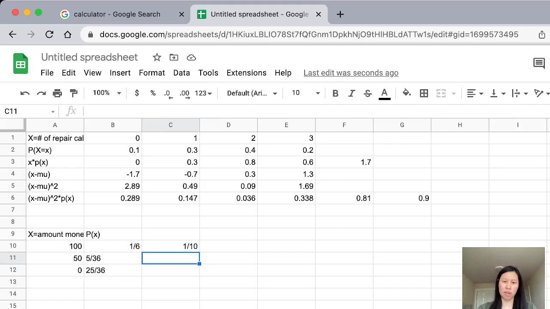Hold on, why is this equal to 1/10? That made no sense. This should be 100/6. Oh, this is the date. No, that's not the date. I'm sorry, that's 1/6. No, this is 1/6.